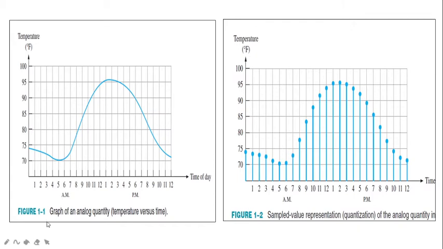Now consider the second figure, that is figure 1 of 2. Here, rather than graphing the temperature on a continuous basis as we did in the first diagram, we shall just take a temperature reading every hour, that is at 1 am, 2 am, 3 am, 4 am, 5 am, etc. Now we have sampled values representing the temperature at a discrete point in time every hour over a 24 hour period. Correct? We have sampled values representing the temperature at discrete points in time over a 24 hour period.